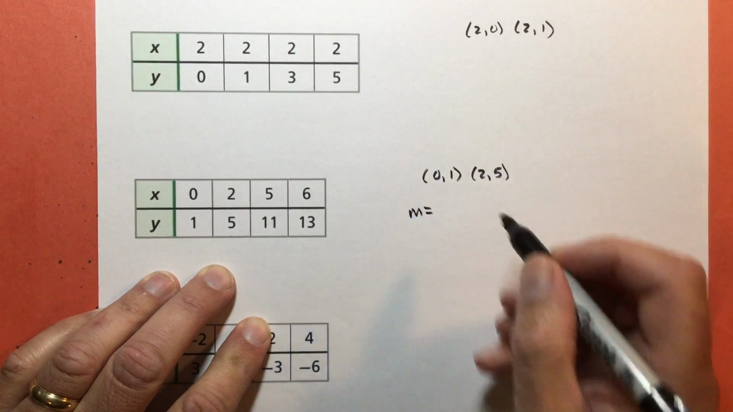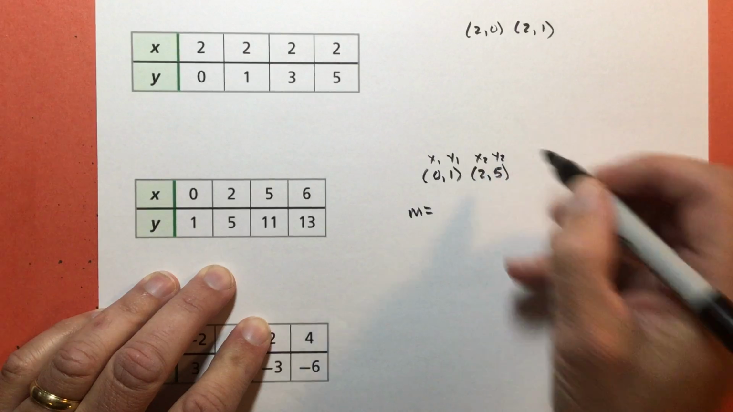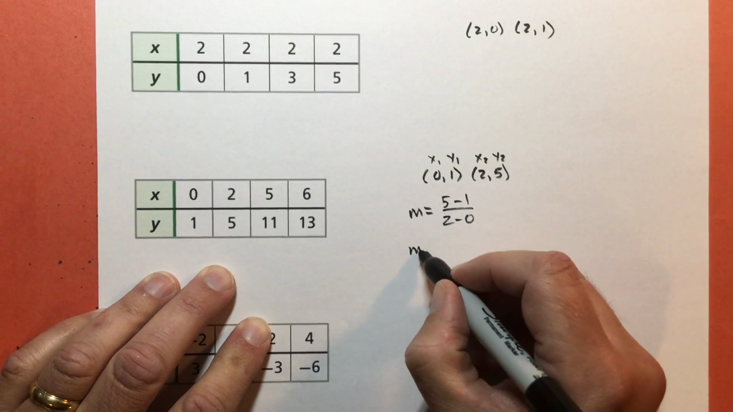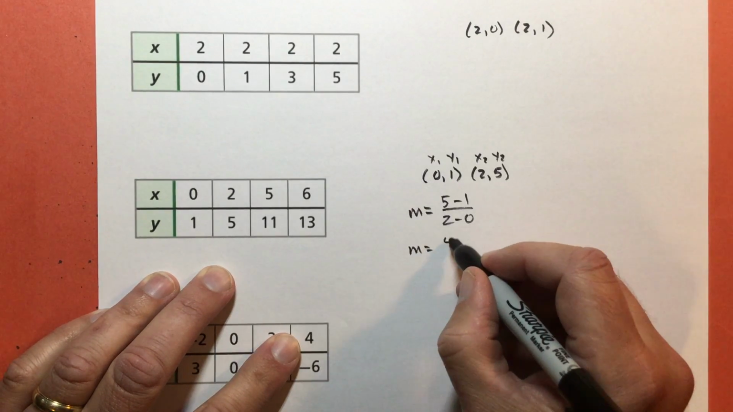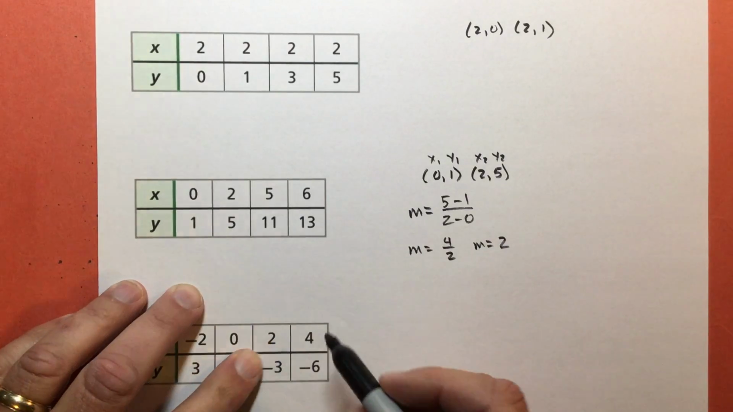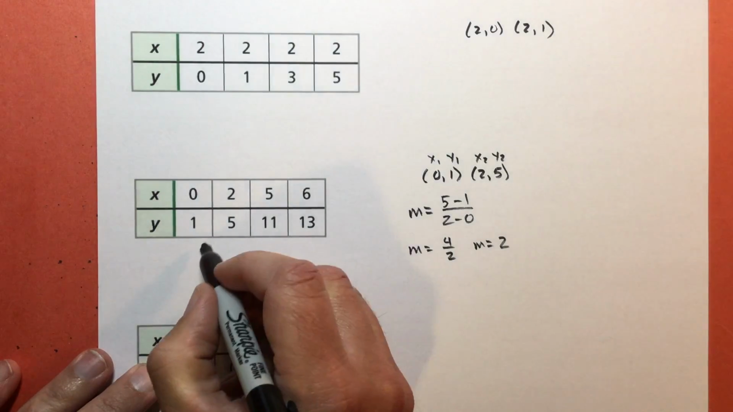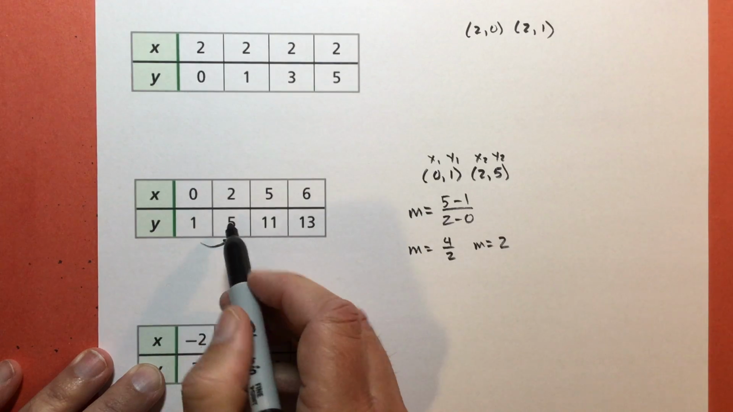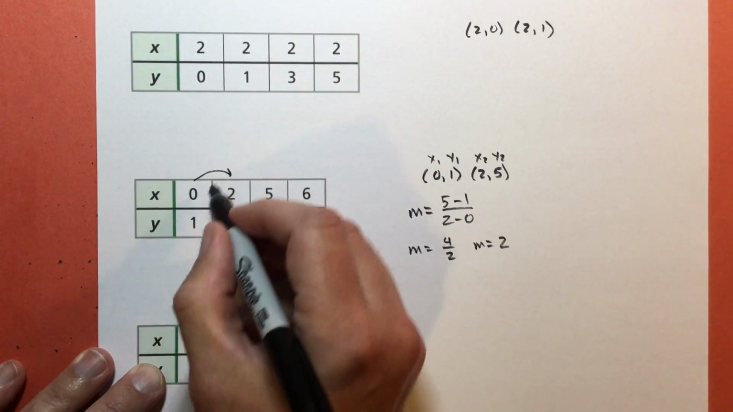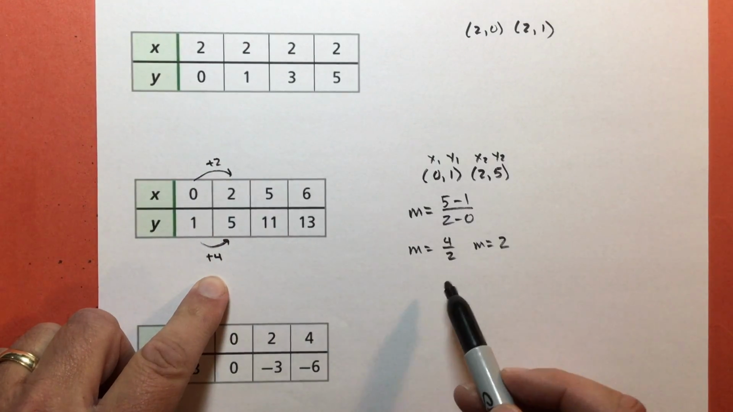So my slope formula. This is my x1, y1, x2, y2. It's going to be 5 subtract 1 over 2 subtract 0. And that is going to be 4 over 2, which is equal to 2. So my slope of this one is 2, but check this out. You've already done this. To go from 1 to 5, that's up 4. 5 subtract 1 is 4. 2 subtract 0 is 2. That's the 4 over 2 that I have right here.